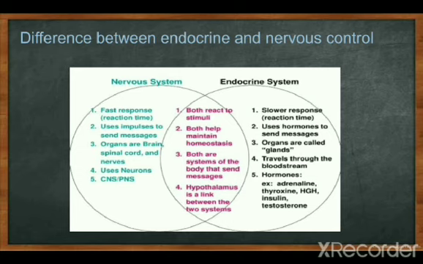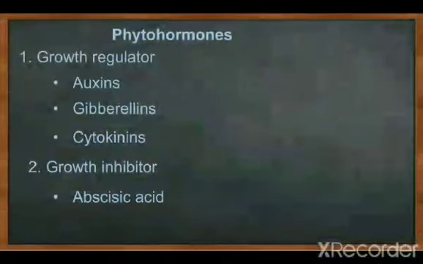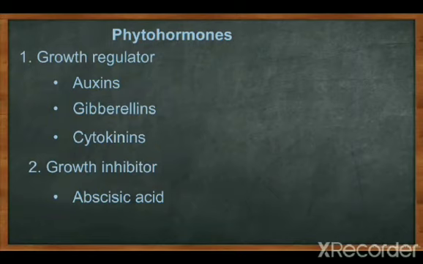So these are the basic differences between the two, that is, the nervous system and the endocrine system. Now the next topic is phytohormones. Phytohormones are also called plant hormones, and the hormones present in the plant for the chemical coordination of the body of the plant are called what?